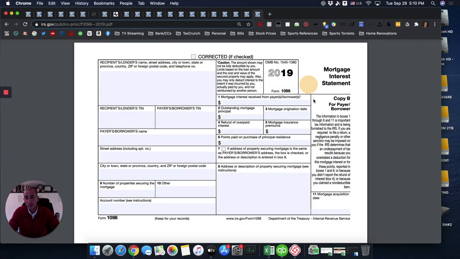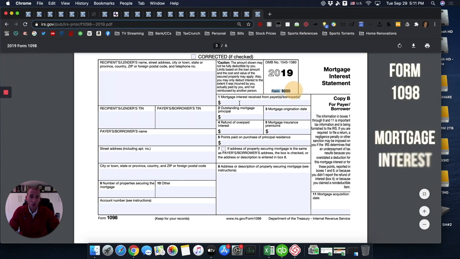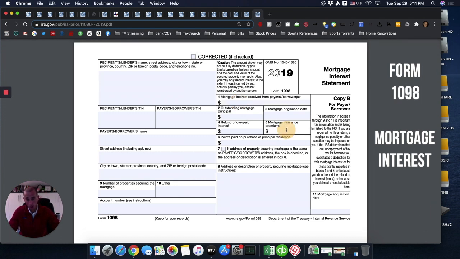So for itemized deductions, you have mortgage interest, which is reported to you on this Form 1098, which shows the mortgage interest that was received by the lender, plus any mortgage insurance premiums or any points paid. This is also a good time to gather up your real estate taxes paid for the year.